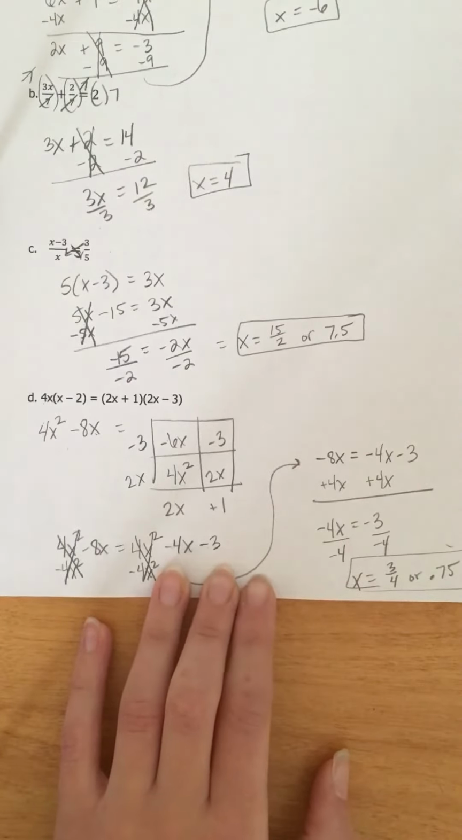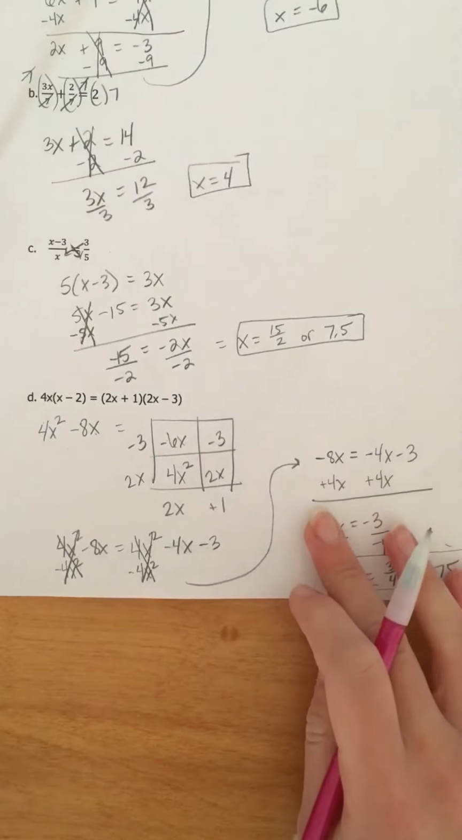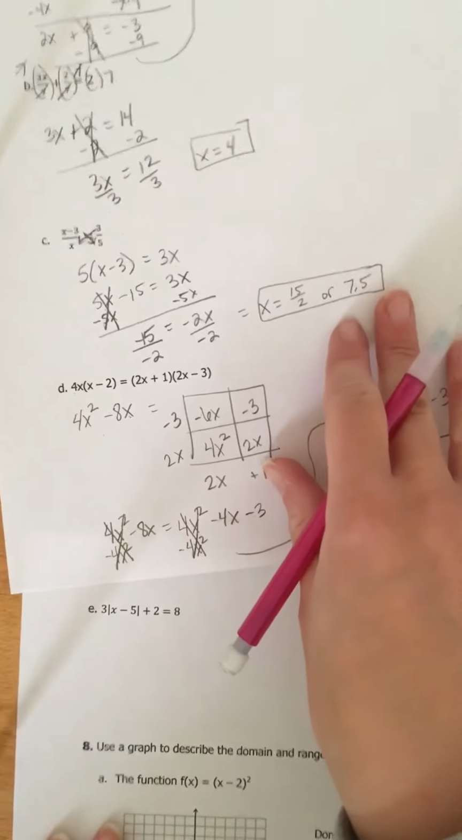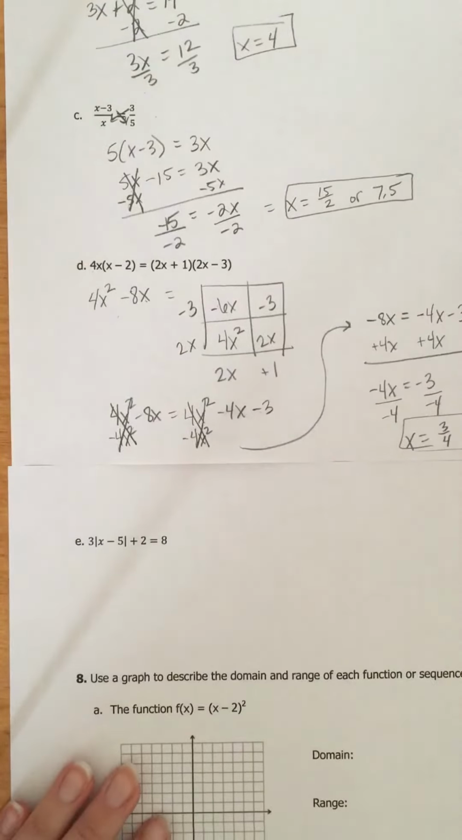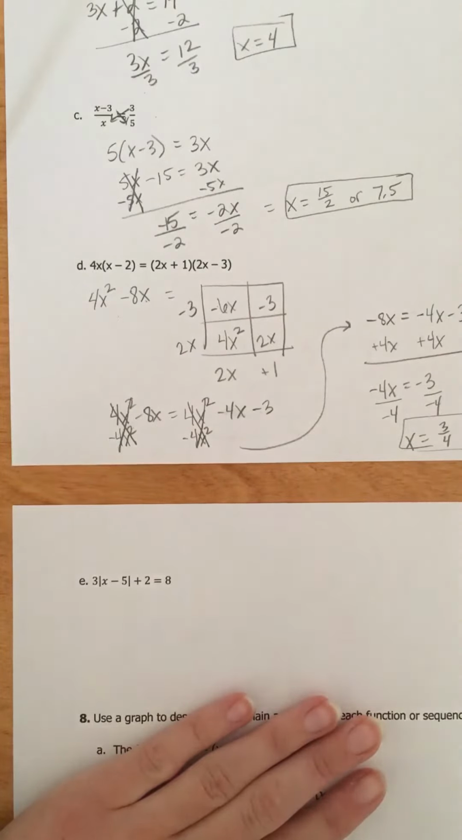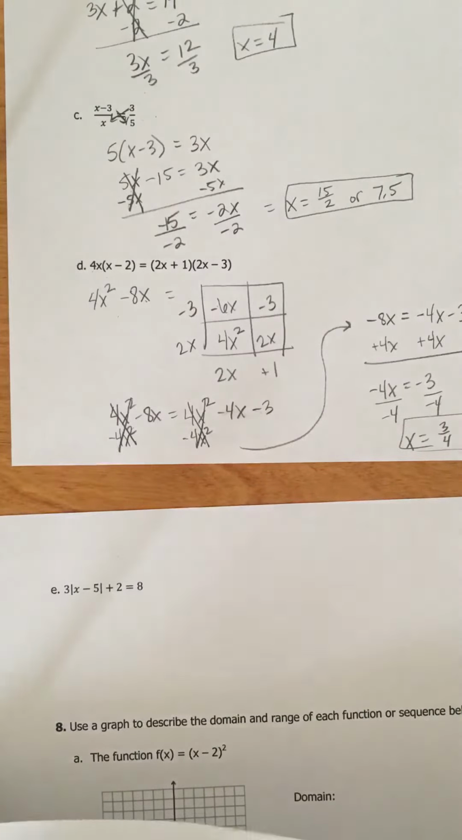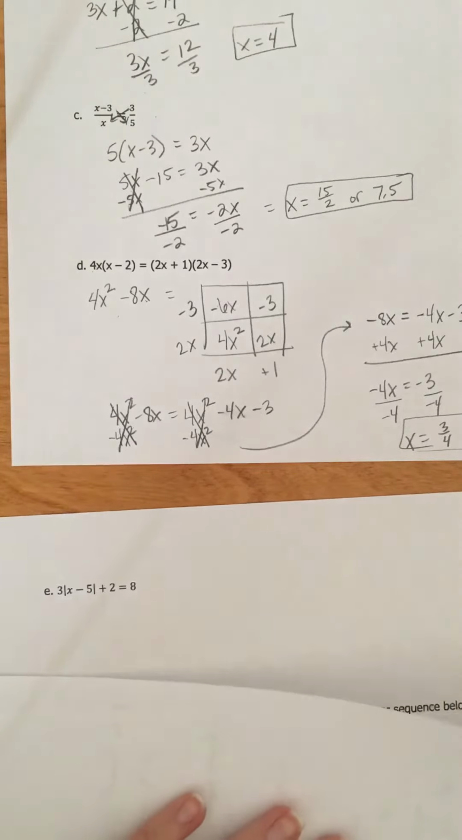Okay, so that's A through D. We have one more. Next page here. One more, part E, is we have absolute value. Okay. So we need to get that absolute value all by itself before we can start doing stuff with it.